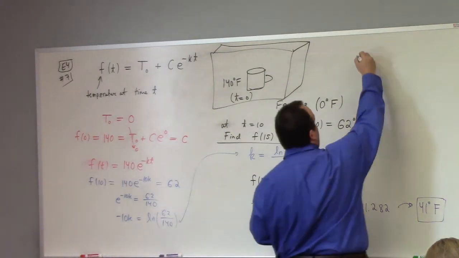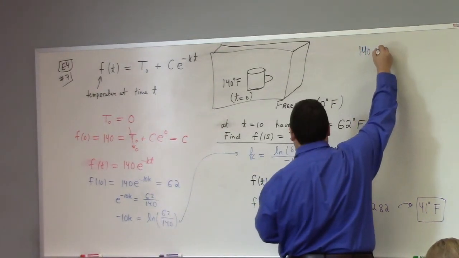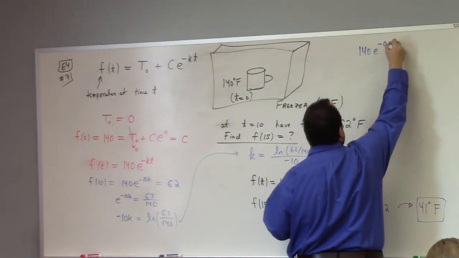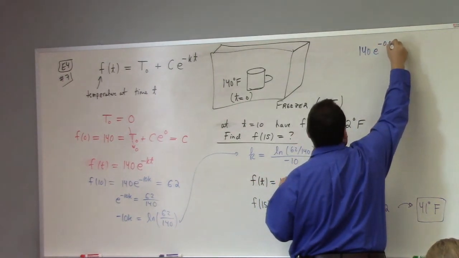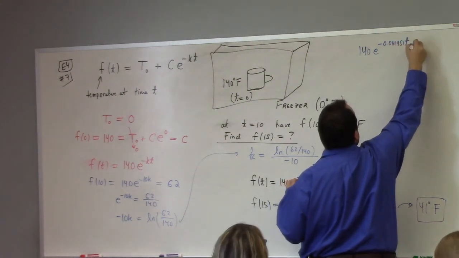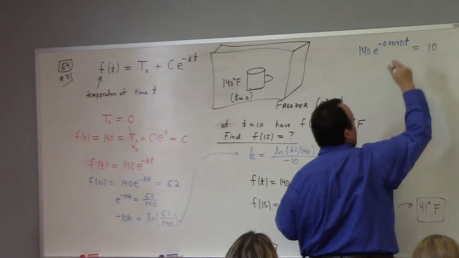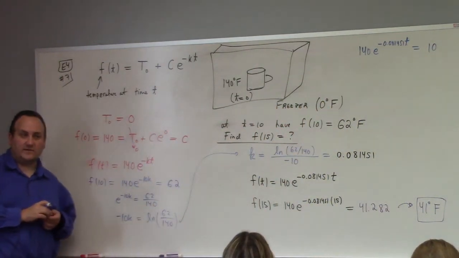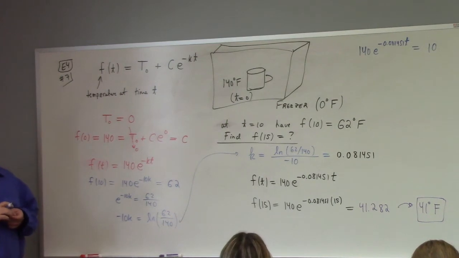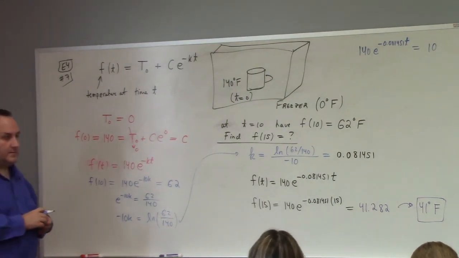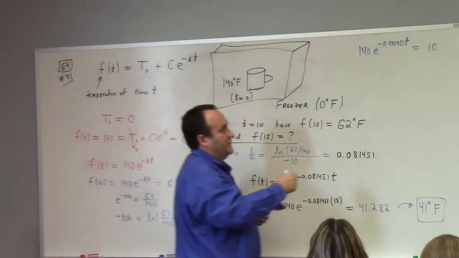So what we do is 140, e to the minus 0.08145 times the time we don't know, and that's equal to 10. So you solve that equation for t. That's how you'd find the time when it gets to 10 degrees. Because the logic of the problem is different than the one given here, but we could do that. Let's go through how we find t.